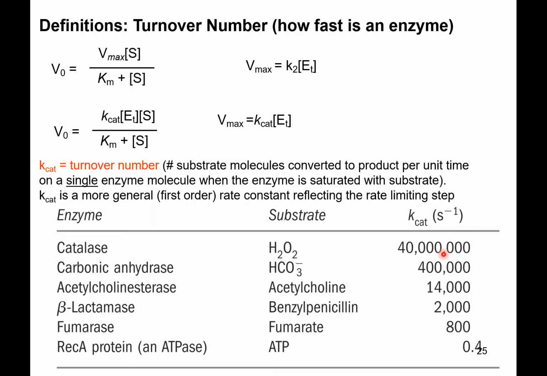And so some Kcat values for particular enzymes, the highest one on this list is catalase, which is probably the fastest enzyme known that I'm aware of. Okay, that's 40 million per second. So 40 million substrate molecules are converted to product per second on one of these enzymes, which is just crazy.